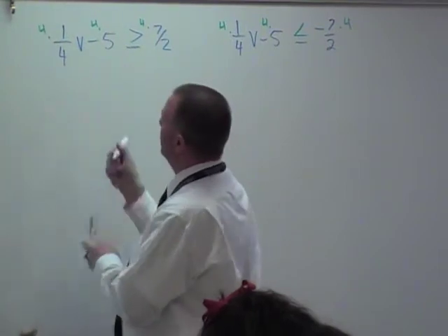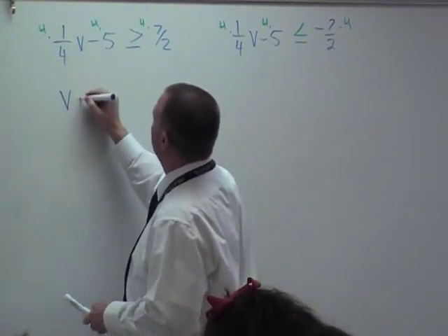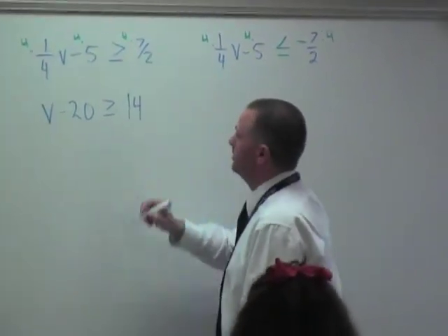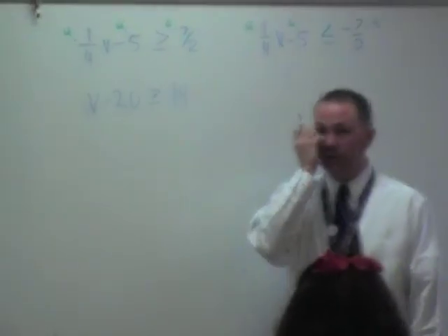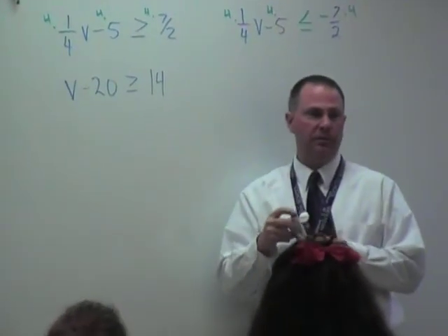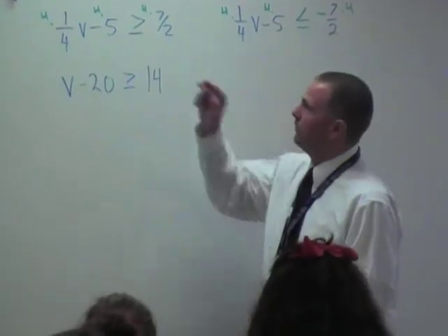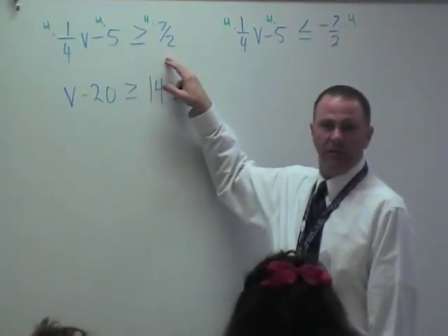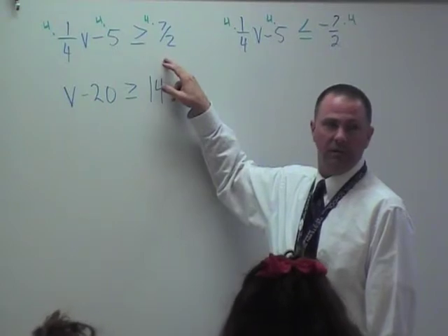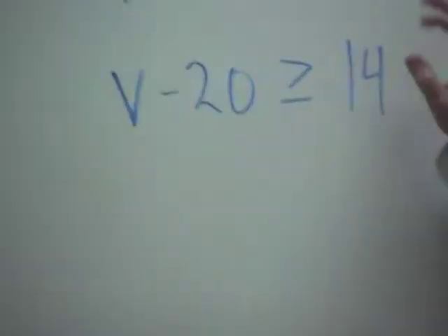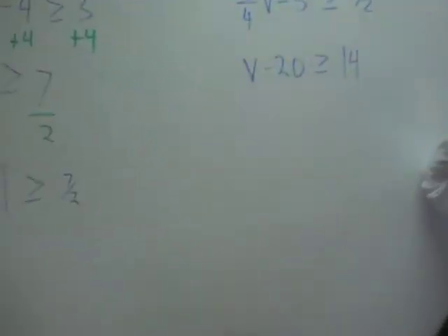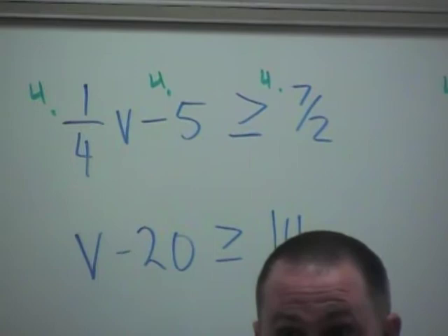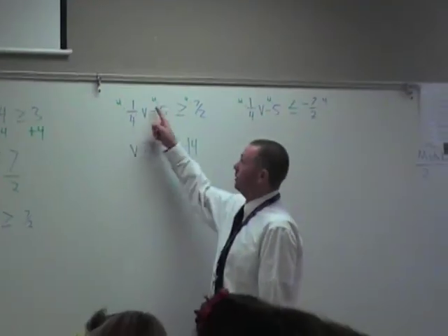So when I do that, this becomes 1v minus 20 greater than or equal to 28 over 2 is 14. Did anybody get regular fractions? That's okay. If you added 5, that's fine. Then you gotta add fractions. Can I go on, or you want me to do it your way? Or do you know how to do this?